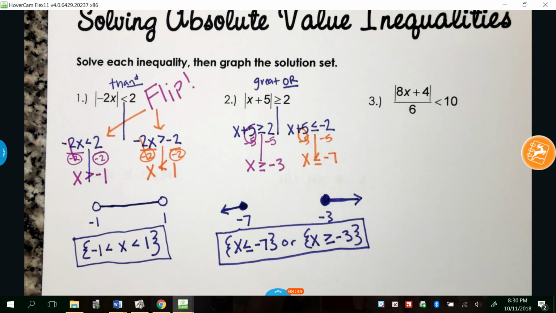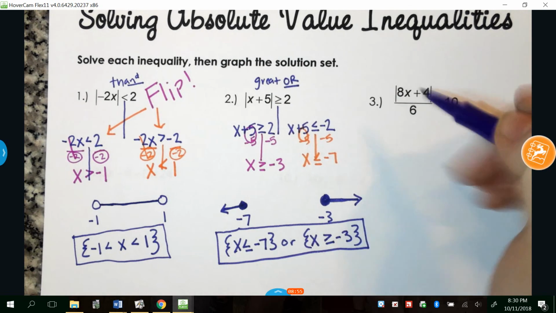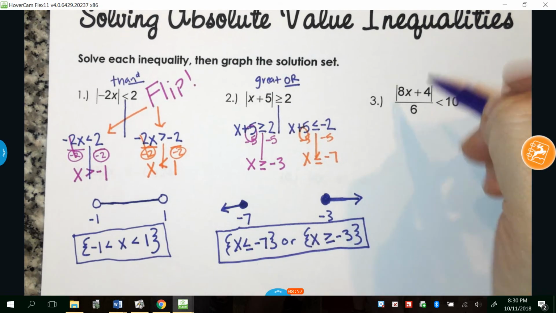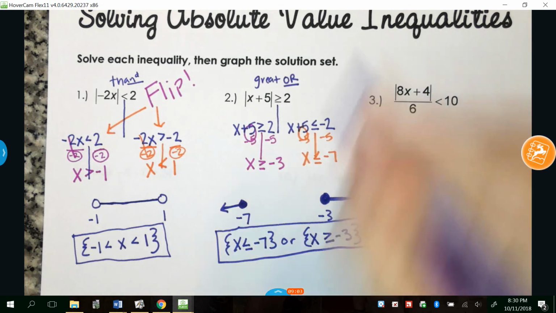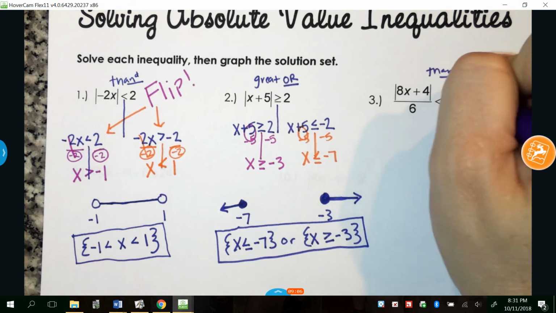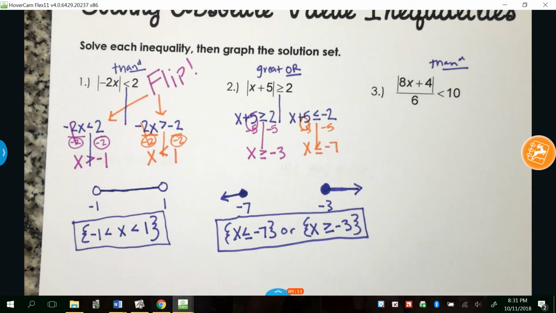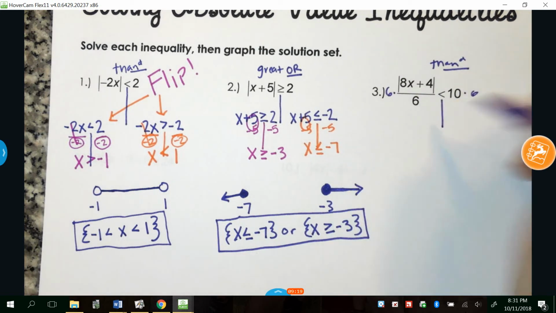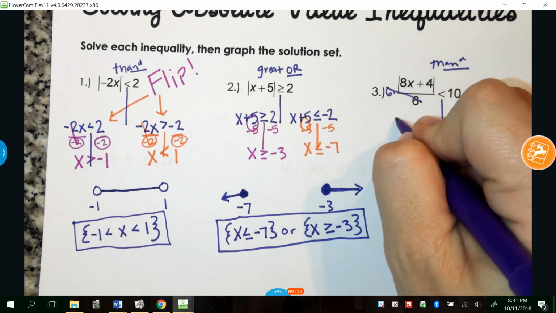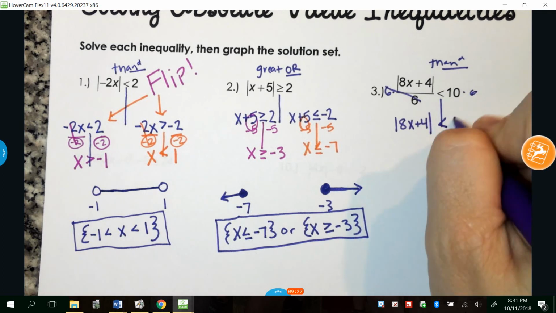So really number 3 and 4, I'm just going to help you get started. Remember our first rule is to get our absolute value bars by itself. The 6 is not inside the absolute value bars. So this means absolute value of 8x plus 4, divided by 6, is less than 10. So we know it's an and, which means it's going to look something like this. How do we get rid of a divide by 6? Well, the opposite of divide is multiply. So we're going to multiply both sides by 6, because remember, what you do to one side, you have to do to the other. So the 6 cancels, and I'm left with absolute value of 8x plus 4 is less than 10 times 6, which is 60.